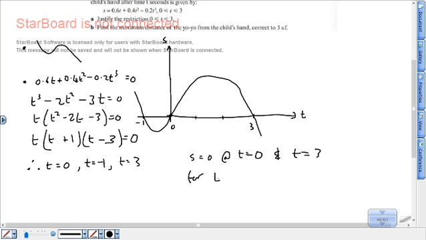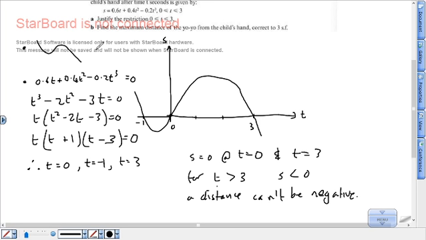For t greater than 3, s is less than 0. S is a distance. A distance can't be negative. Okay, and that's good enough justification for part A, justify the restriction.